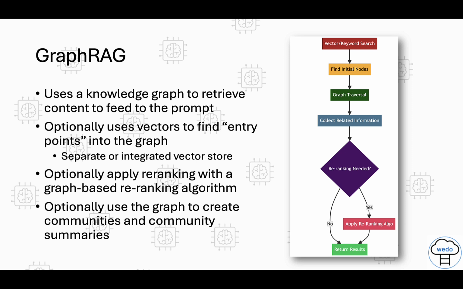Now, the vector store could be separate from the knowledge graph store. Or if you're using something like Neo4j, it can be integrated. And Neo4j can store vectors as well, together with the nodes and the text information that's within that node. Then when you get results from the graph, you can also do re-ranking with a graph-based re-ranking algorithm.